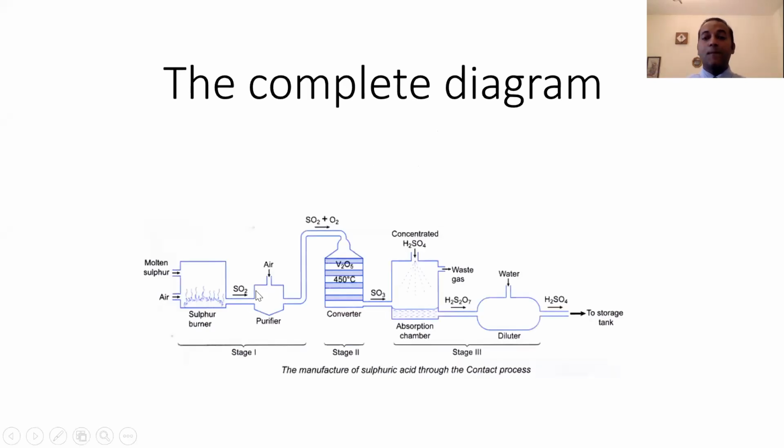Okay, so guys, this is a complete diagram. You can see the first stage here, sulfur reacts with oxygen to form sulfur dioxide. Okay, this is the first stage happening here. And then this sulfur dioxide will be mixed with the air to form sulfur trioxide. And this is the second stage.